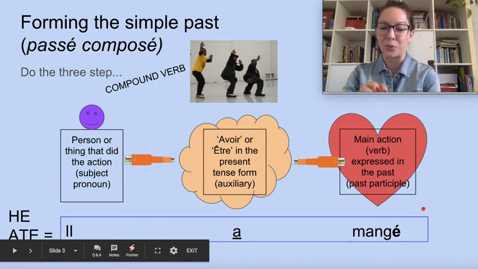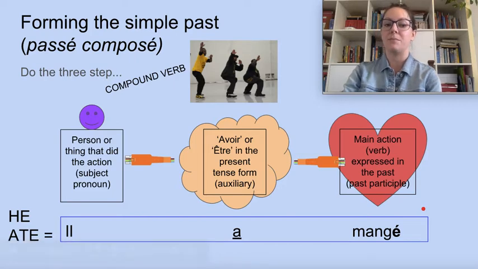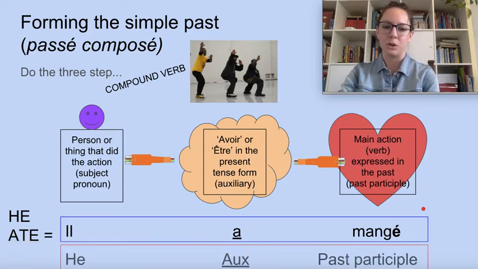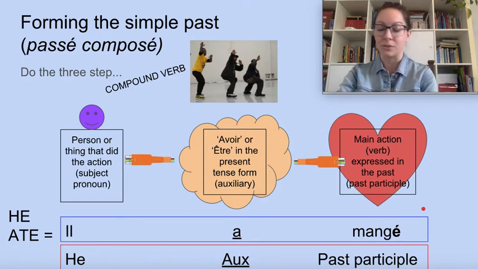We need all 3 bits for it to make sense using the passé composé. In English, this is what it would look like. We've got the word he, the subject pronoun, followed by its auxiliary, which we don't need to use to form the past in English. So it's a good way to think of it. I need my auxiliary cable in French.